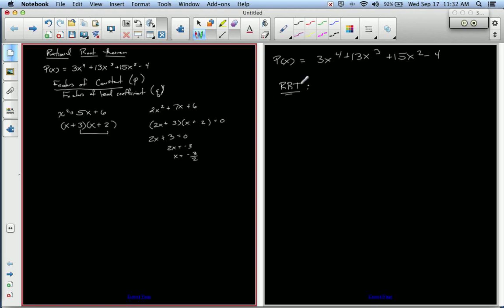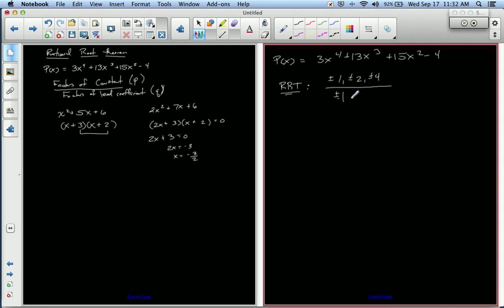So factors of 4: positive and negative 1, positive and negative 2, and positive and negative 4. The factors of 3: positive and negative 1, and positive and negative 3. So all said and done, my possible rational roots are positive negative 1 over 1, so that's positive negative 1. Positive negative 1 over the 3, so that's positive negative 1/3. Now use the 2: 2 over 1 and 2 over 3.